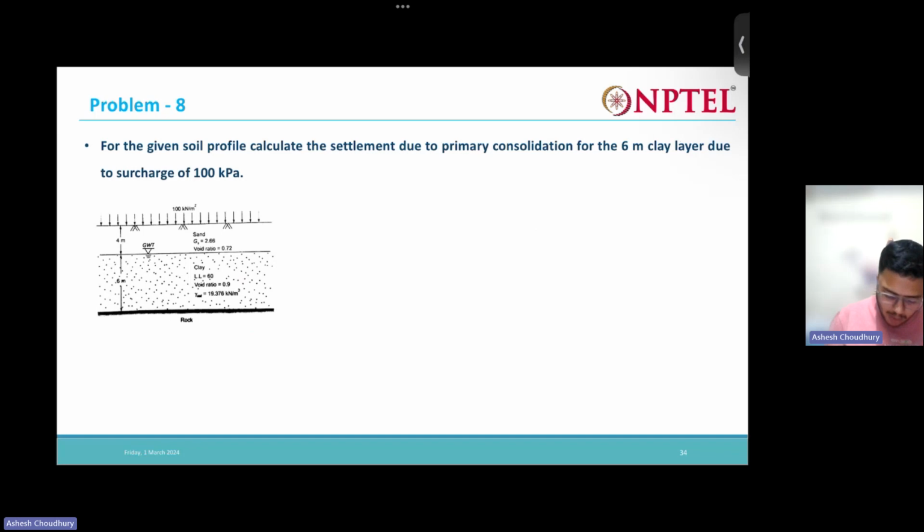You need to find out how much change in effective stress is going to come at the center of the layer. Just to get an average change in effective stress at the layer, what we do? We find out at the center. So at the center of the clay layer, we need to find out delta sigma. So this delta sigma is how much?